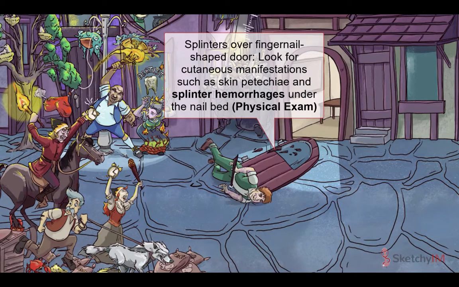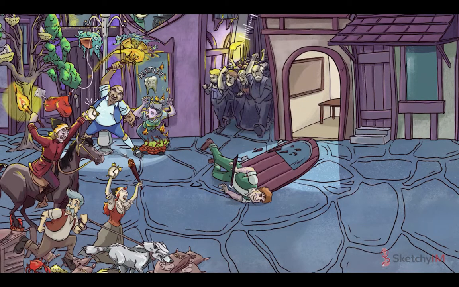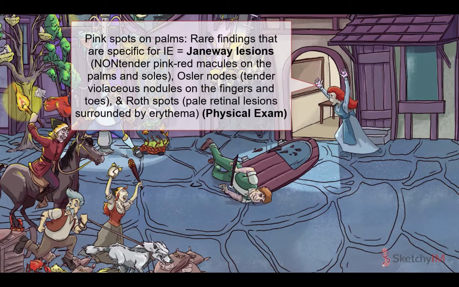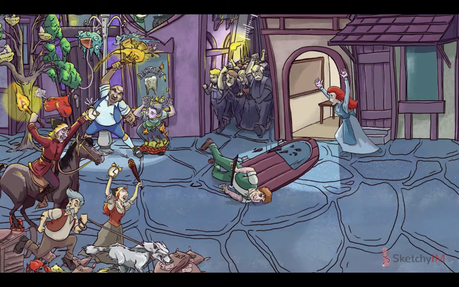On the other hand, Janeway lesions, Osler nodes, and Roth spots are rare exam findings that are highly suggestive of IE. Janeway lesions are non-tender pinkish macules appearing on the palms and soles that can be seen in acute IE. They're represented by the pink spots on this young lady's white gloves, as she struggles to convince the angry mob that the beast is actually harmless, and that it's not just the Stockholm Syndrome talking. Janeway lesions reflect microabscess formation with neutrophil infiltration of capillaries.